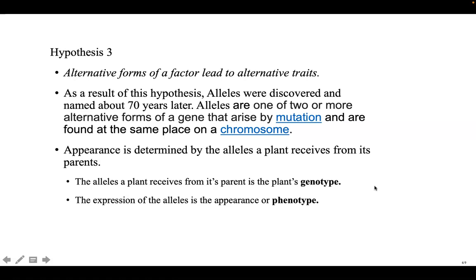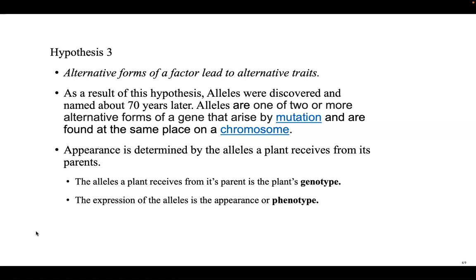In hypothesis 3, as a result of this hypothesis, alleles were discovered and named about 70 years later. Alleles are one of 2 or more alternative forms of a gene that can arise by mutation and are found at the same place on a chromosome. So they're coding for the same thing, like eye color or plant color, but that information could differ. That's what an allele is.